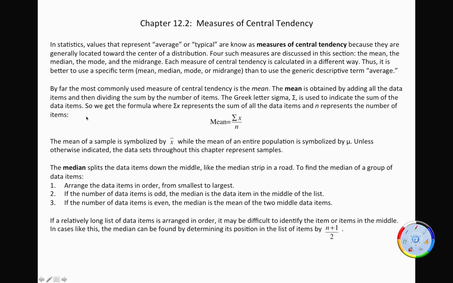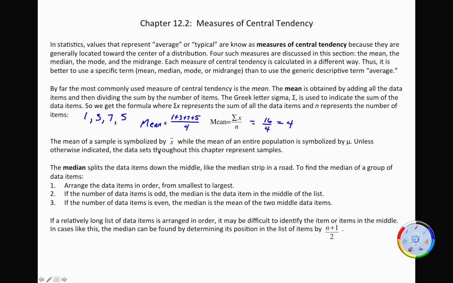For example, let's take some data items, and we wanted to find their mean, we would add them all up. So the mean would be 1 plus 3 plus 7 plus 5 divided by 1, 2, 3, 4. So 4, 10, 16, divided by 4, or 4.